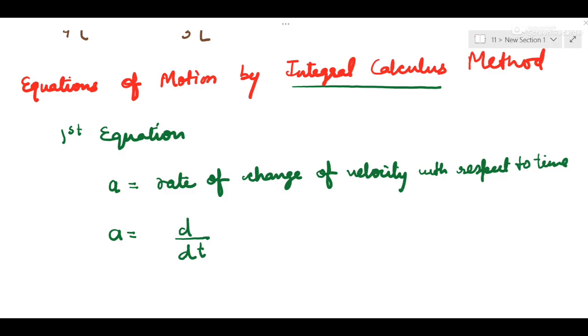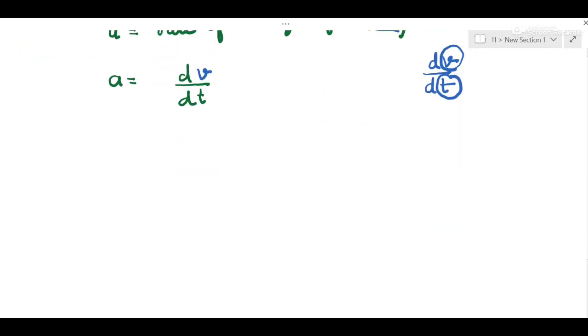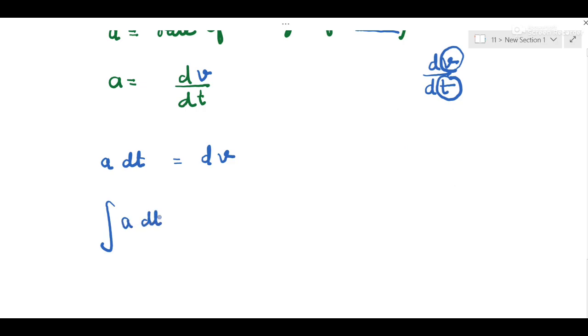Now whose rate of change? It is velocity, so v will come. So how to read it? dv by dt is the rate of change of velocity with respect to time. Now we'll move further. dt we will take to this side. So it is a dt is equal to dv. Now we'll integrate both the sides. Integral of a dt is equal to integral of dv.